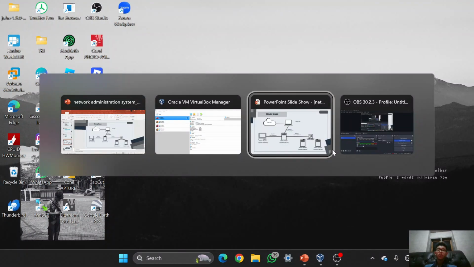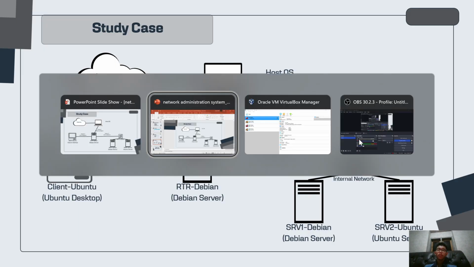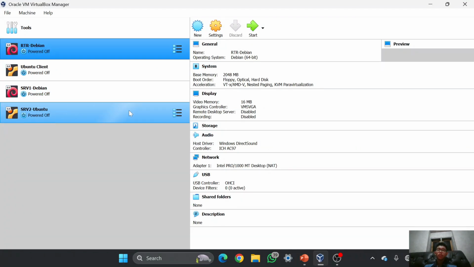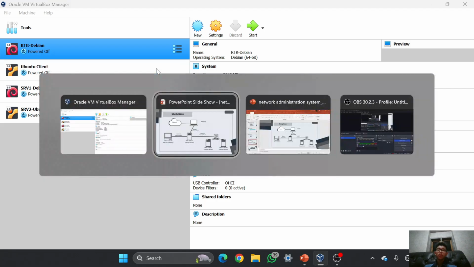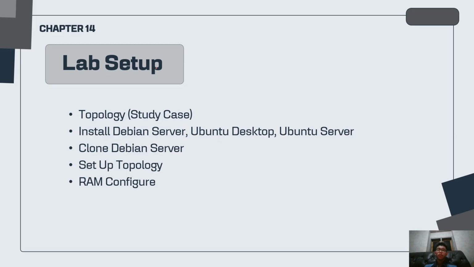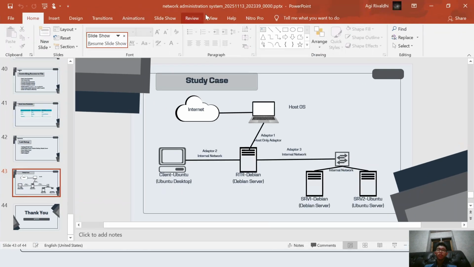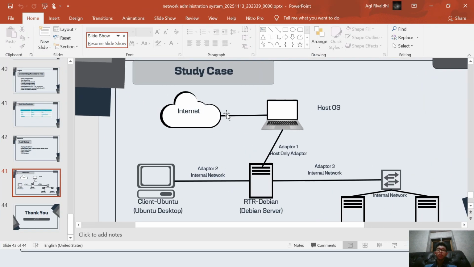Wait, I will close all, and in here as you can see I have the router Debian, and then I also have the client Ubuntu, and I also have the server 1 Debian, and also the server 2 Ubuntu. And the next one, I will practice to set up the topology. I will set the adapters in this study case. So in here I will zoom in.